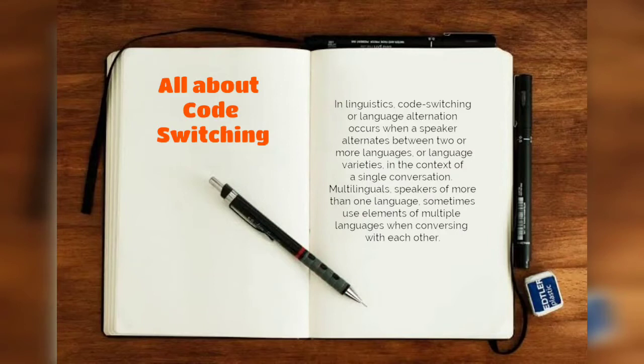Today, I'm discussing a few points about code switching. So what is code switching? In linguistics, code switching or language alternation occurs when a speaker alternates between two or more languages or language varieties in the context of a single conversation. Multilinguals, speakers of more than one language, sometimes use elements of multiple languages when conversing with each other.